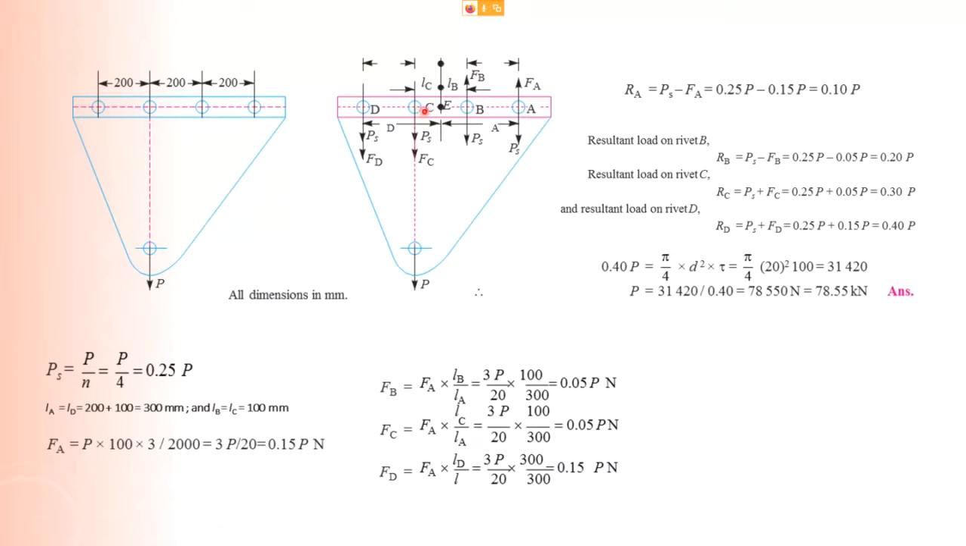So P times E will give you a counterclockwise turning. That's why your FA, FB is acting up, FC and FD is acting downwards. And why are they vertical? Because remember, secondary shear load has to be perpendicular, 90 degrees, to its own radial length. That means LA, LB, LC, and LD.